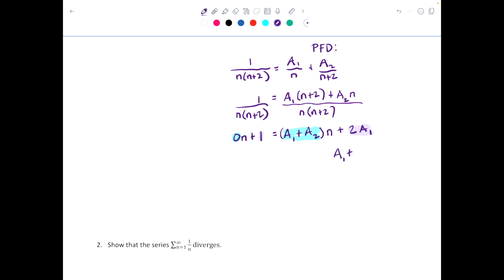So, working out that little system, we can find from the second one that a1 is 1/2, and if that's the case, then a2 must be equal to negative 1/2 to make that first equation true, which means we will get 1/2 over n minus 1/2 over n plus 2 as the partial fraction decomposition of 1 over n times n plus 2. So I'm going to factor out that 1/2.